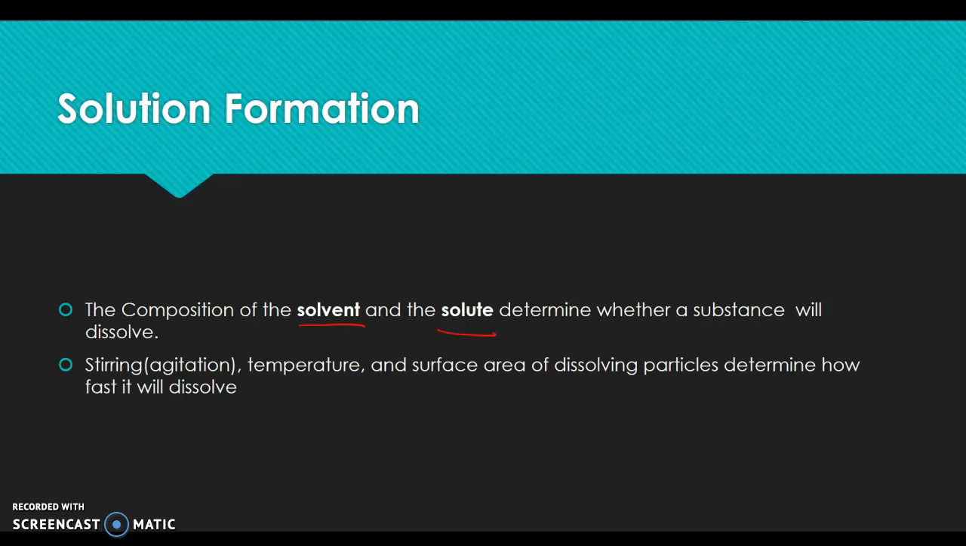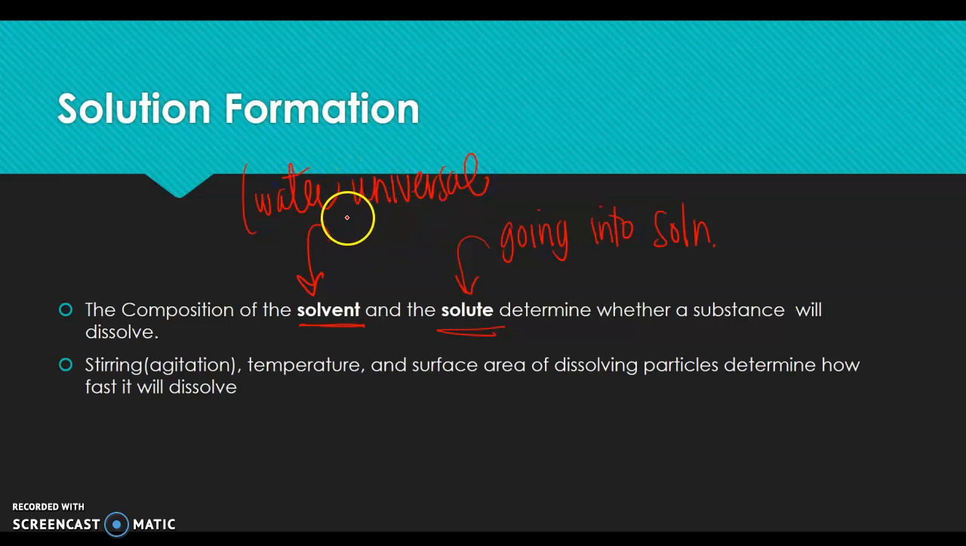The solute is what is going into or what's being dissolved. Think of it as going into the solution. The solvent is generally what you have most of. I remember that because solvent is a longer word. There are more letters in solvent than there are in solute. So for the most part, solvent is what I have more of. Water is your universal solvent.